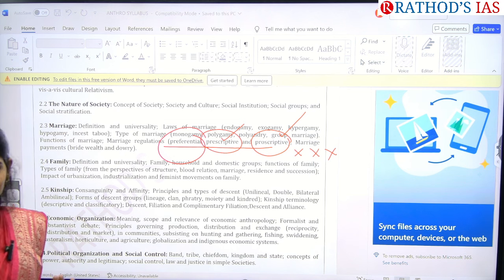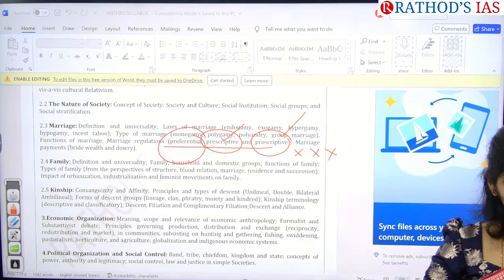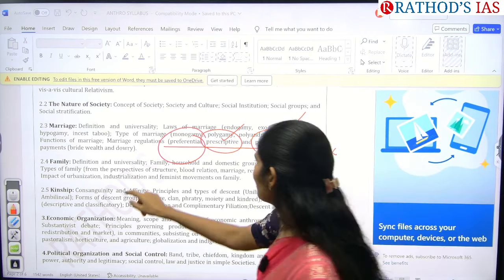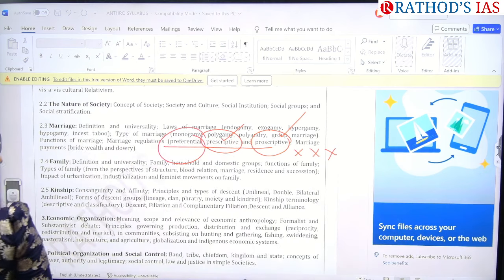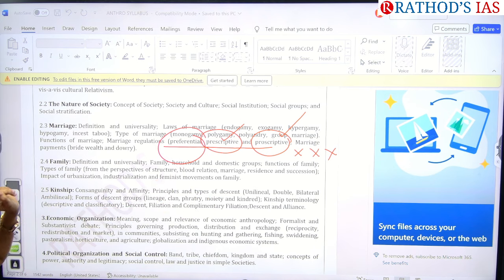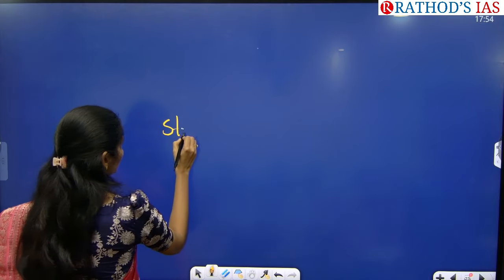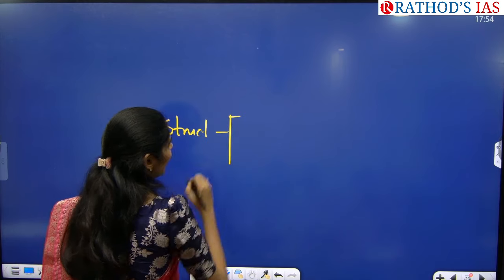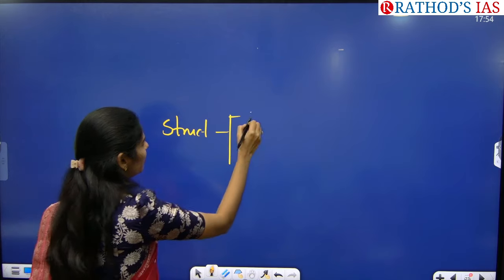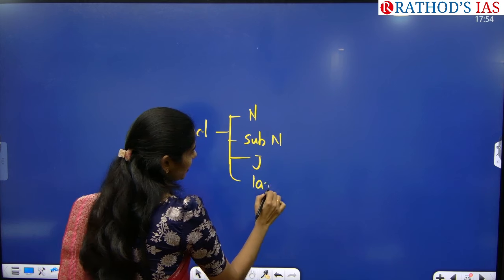Is there anything new? I think you might not know the terminology, but you know almost every concept. And second is family. In family you have to know about different types of family. Here the types of family are by blood relation, marriage, residence, succession, and perspective of structure. Can you tell me different types of families that you know? Based on the structure, based on the numbers, we have nuclear family, subnuclear family, joint family, large family.